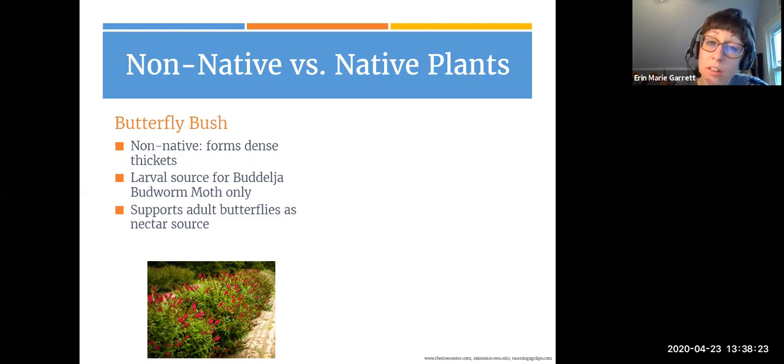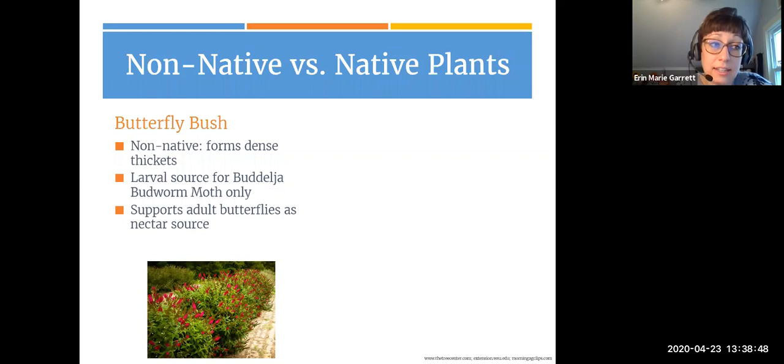It is only a larval food source for one caterpillar, and it's a non-native caterpillar, okay? It originates from the same area as the butterfly bush. We know that those butterfly bushes are always covered with butterflies, okay? So they're providing nectar for adult butterflies. So very important food source. But maybe there's a different option. Maybe there's a comparison, okay?